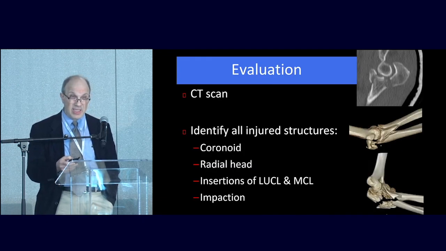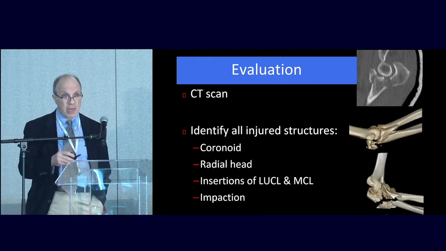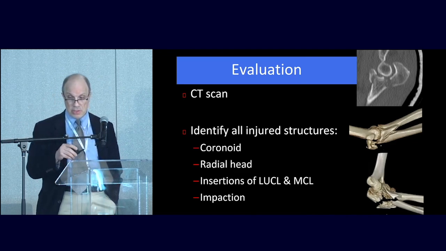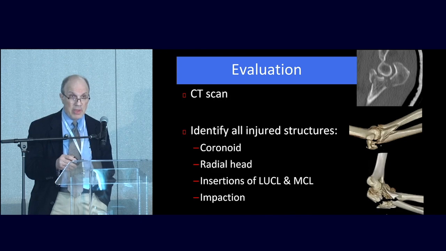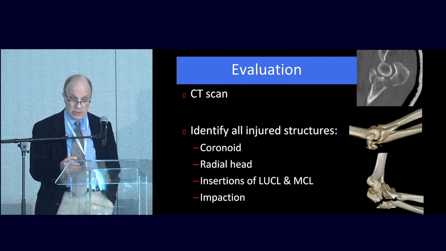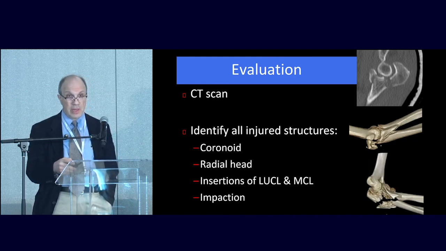You need to get a CT scan to not miss any coronoid involvement or other fracture areas that may cause a big problem if you miss them, because sometimes they're not displaced and they may not be apparent on the original x-rays. You've got to check the coronoid, radial head, and insertions of the ligaments.